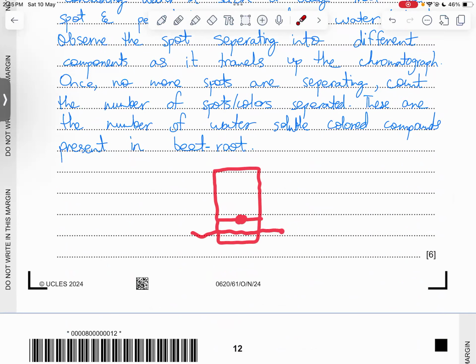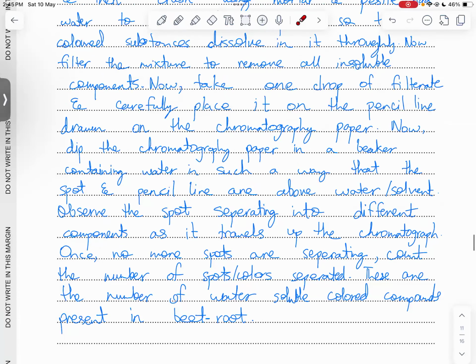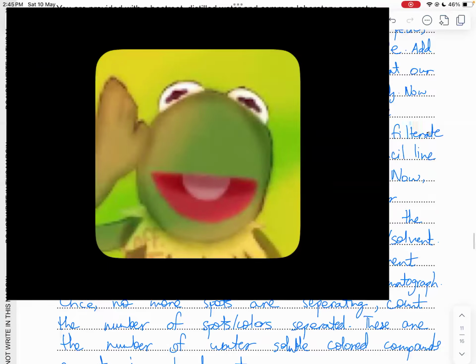Always below the spot. And if someone asks you why the solvent is always kept below the spot, it is because the solvent will cause the spot to dissolve in it if it comes in contact directly. Do you understand? You don't want that happening. All right. So this paper has been completed.